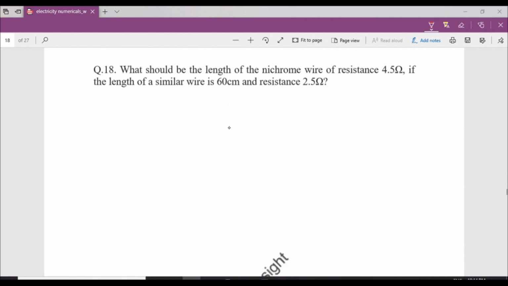What should be the length of nichrome wire of resistance 4.5 ohm if the length of a similar wire is 60 centimeter and resistance 2.5 ohm? Okay, so we are having two wires again, wire 1 and wire 2. Similar wire means both are made of the same material, same fabrication material. So rho 1 is rho and rho 2 is rho.